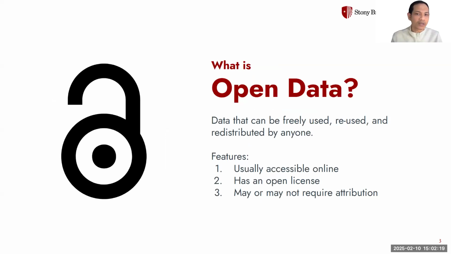Some hallmarks of open data are, first, it is usually publicly accessible online. So there's a specific web page or even a website or portal where you can just access the data. Second, it usually has a license that ensures it's openly available. And third, it might require that you at least give credit to the original data provider. So open data can come from governments, research institutions, or other organizations looking to make information freely available.